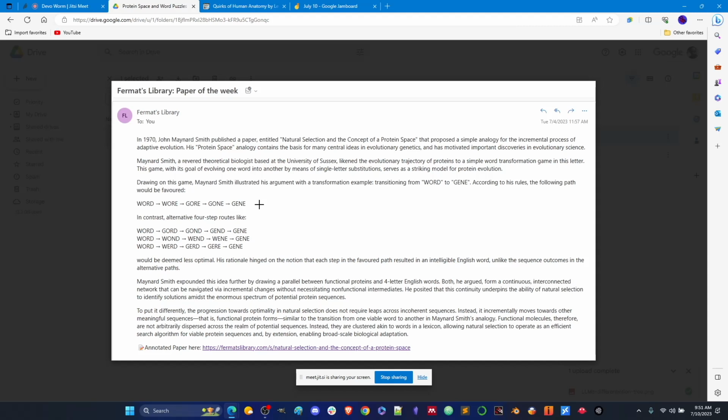Because you see the similarities between things, and there are other games that you can play with this. So you can build a sequence, and then you can build alternate sequences. So it's not just one sequence. You have multiple paths from word to gene, and you can mutate different letters and get there in different ways. And so this is similar to the concept of a neutral space.